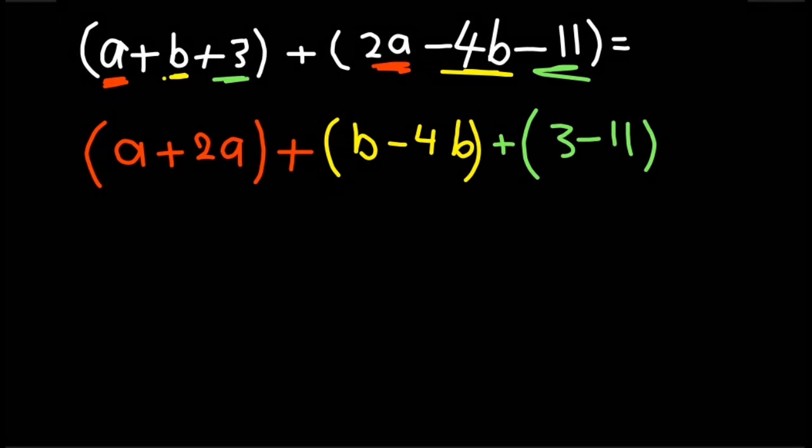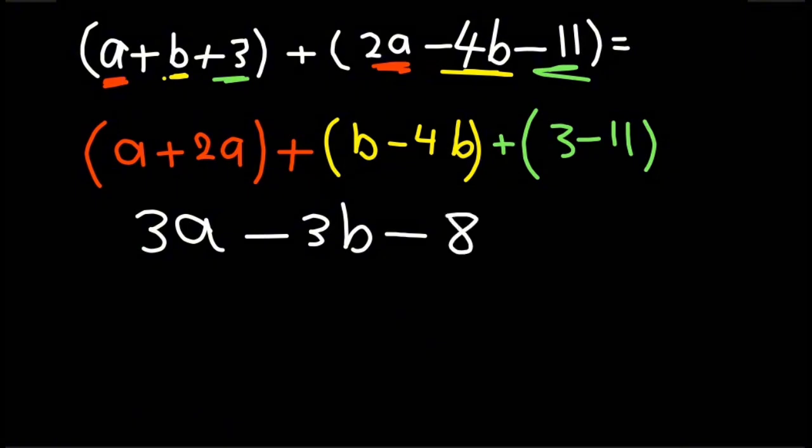Let's start simplifying. So a plus 2a, it's 3a. Now b minus 4b, it's minus or negative 3b. 3 minus 11, it's negative 8. Now this is the simplest form. We cannot do any more steps.